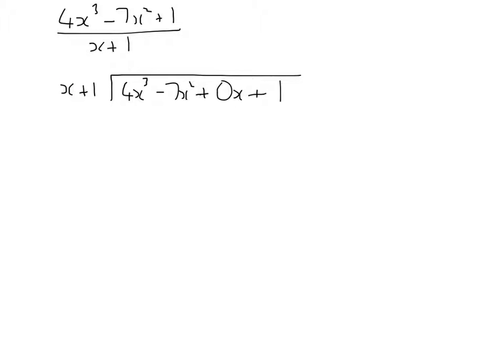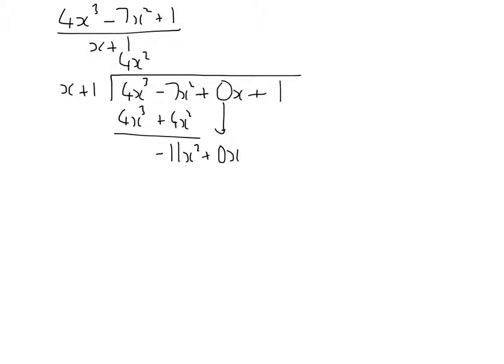So x into 4x cubed goes 4x squared times. 4x squared times this x plus 1 gives me 4x cubed plus 4x squared. I do my takeaway. 4x cubed take away 4x cubed is nothing. Minus 7x squared take away 4x squared is going to give me minus 11x squared. I bring down my plus 0x.